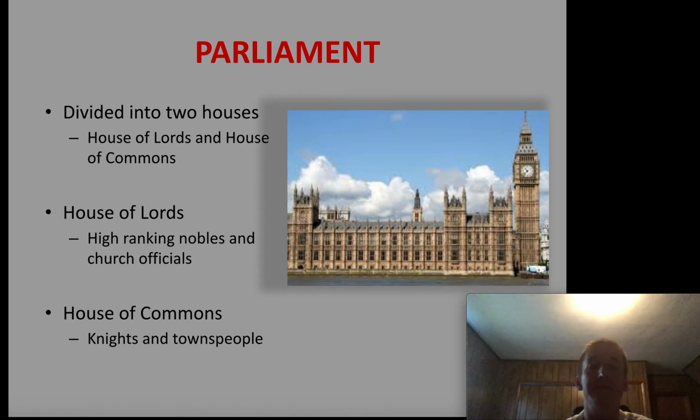Parliament in England today still has the House of Lords and the House of Commons. So there's not a whole lot that has changed since this time period. But again, this should hopefully sound somewhat familiar because the United States has a very similar setup with our legislative branch with the Senate and the House of Representatives.